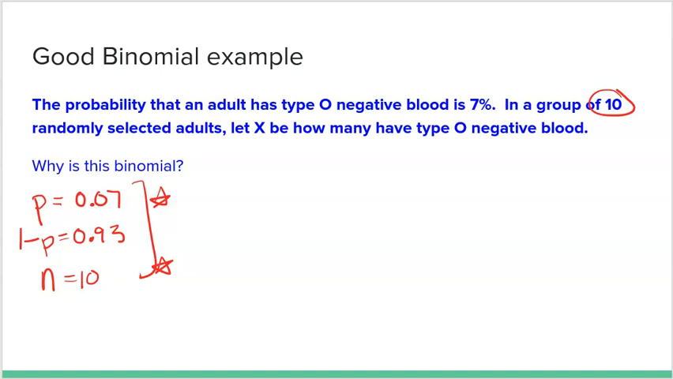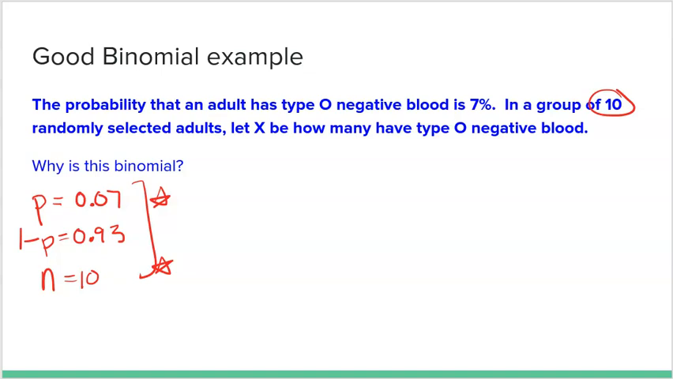Second, the probability of success must stay the same. So it has to stay 7% for each person. So as long as I am randomly selecting adults, and there are millions of adults in the United States, it's not like taking one adult away is going to impact the probability of success. If I select a person and they have type O negative blood, that doesn't make the next person's probability change. It's the same. Everybody has a 7% chance because there's a large number of people. And lastly, what happens with one person cannot impact the next.